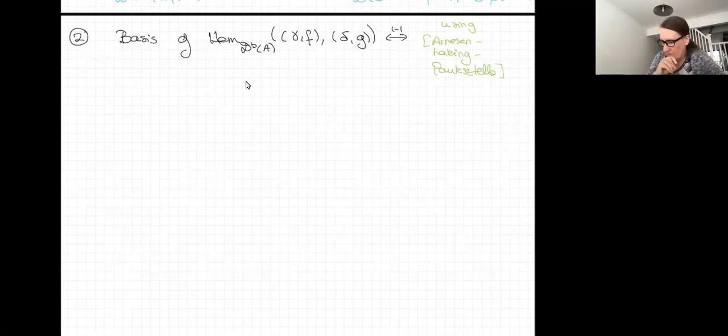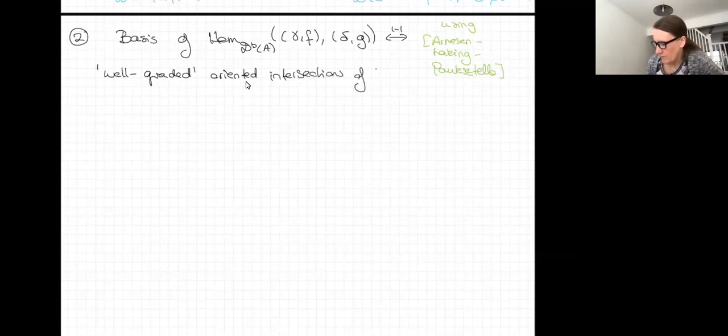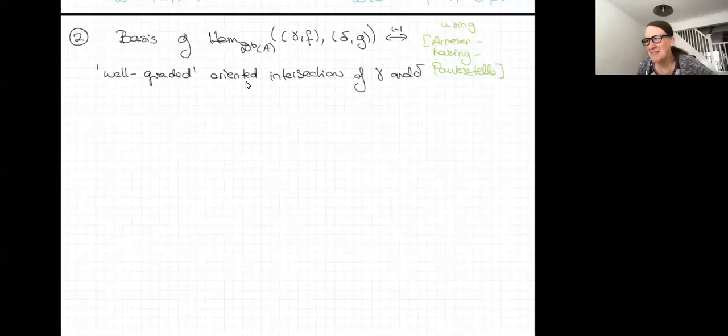Okay, and so what do we find? Well, we find that this basis is in bijection with well-graded, oriented intersections of the curves gamma and delta. Okay, so this is almost true.